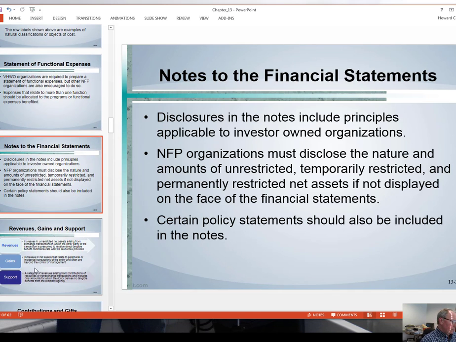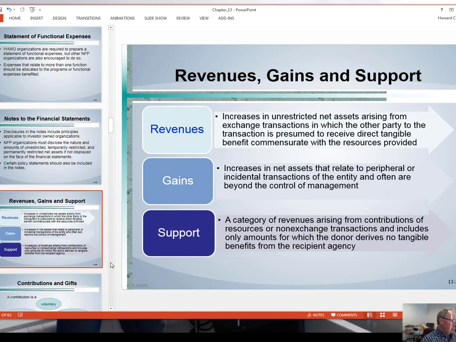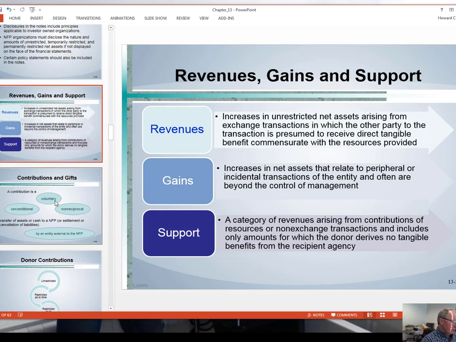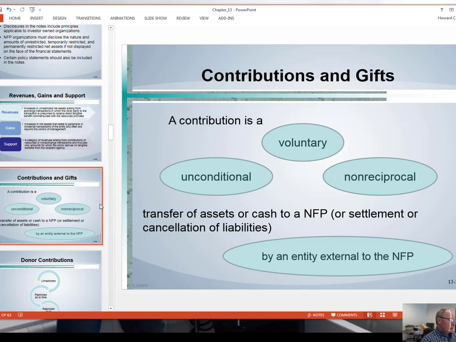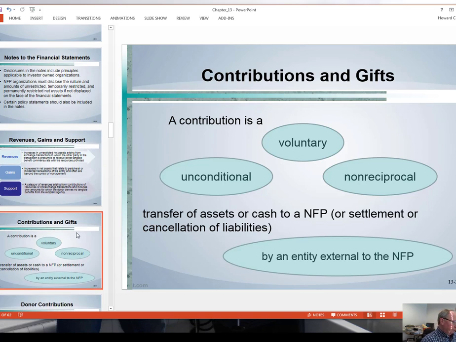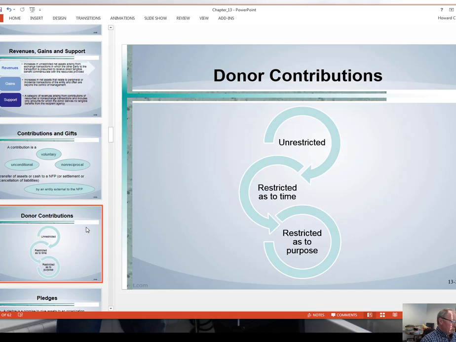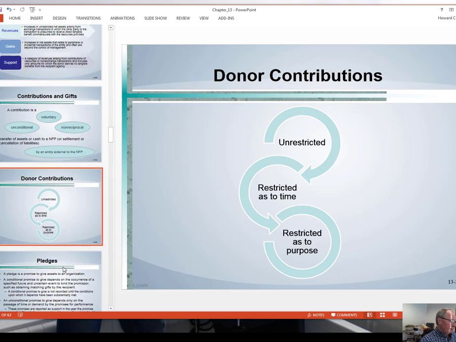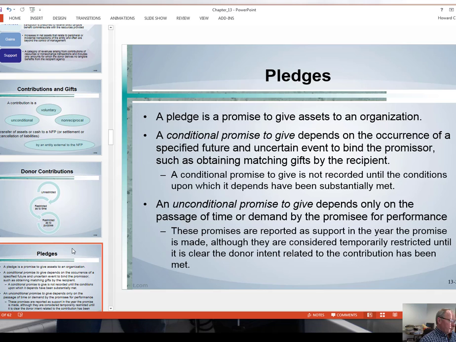All right, then you've got your notes to the financial statements. And then we just go through here and talk about these different types of revenues. So we get conditional and unconditional pledges or contributions. You can get contributions that are restricted as to time, or permanently restricted, or totally available to whatever.